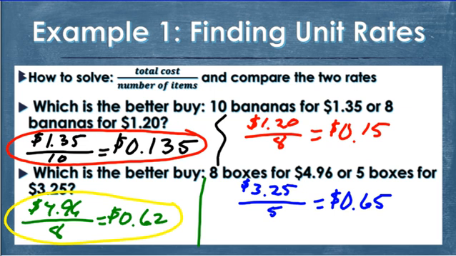So next time you go to the store and you see the deals, you can find out which is the better price per item that you have, and that can help you decide which item to buy or how much to buy.